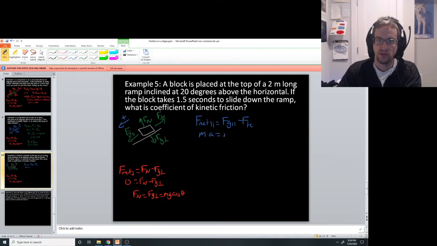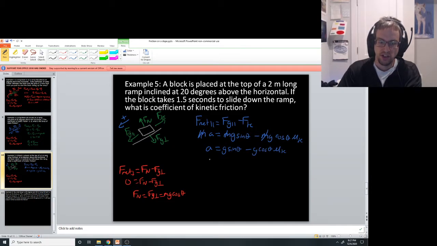MA equals mg sine theta minus mg cosine theta. We notice the m's cancel out. So I have acceleration g sine theta minus g cosine theta. And if I actually plug everything in there, I get an acceleration that is 1.78.